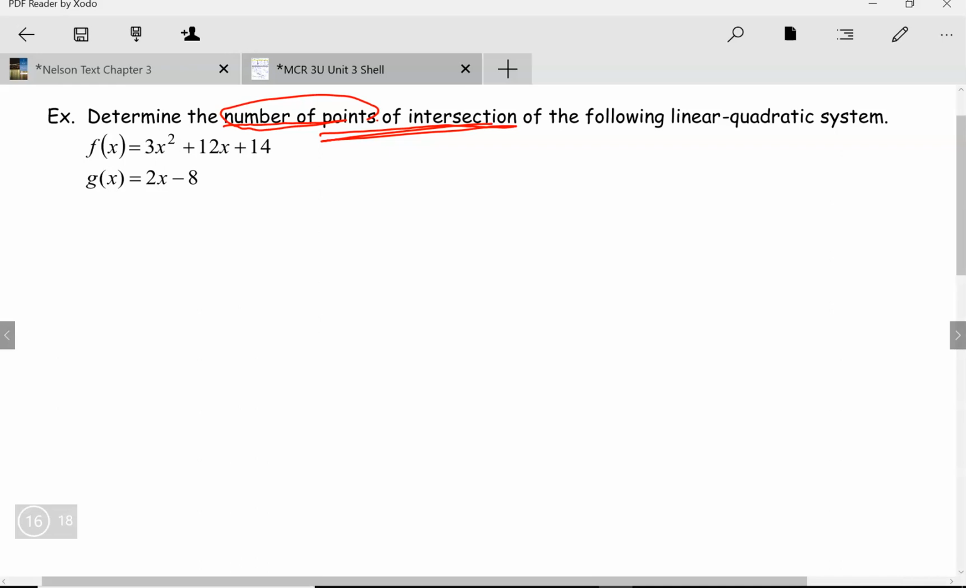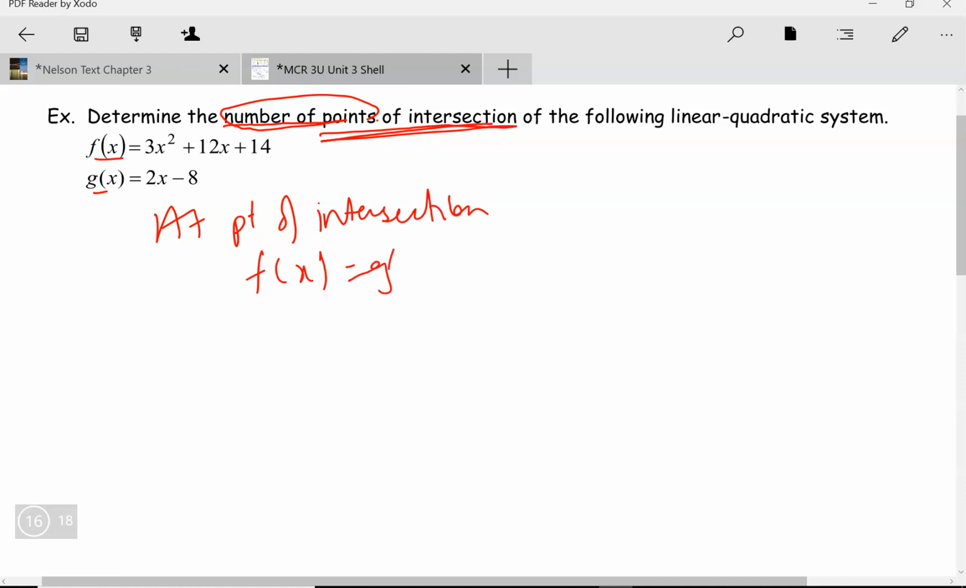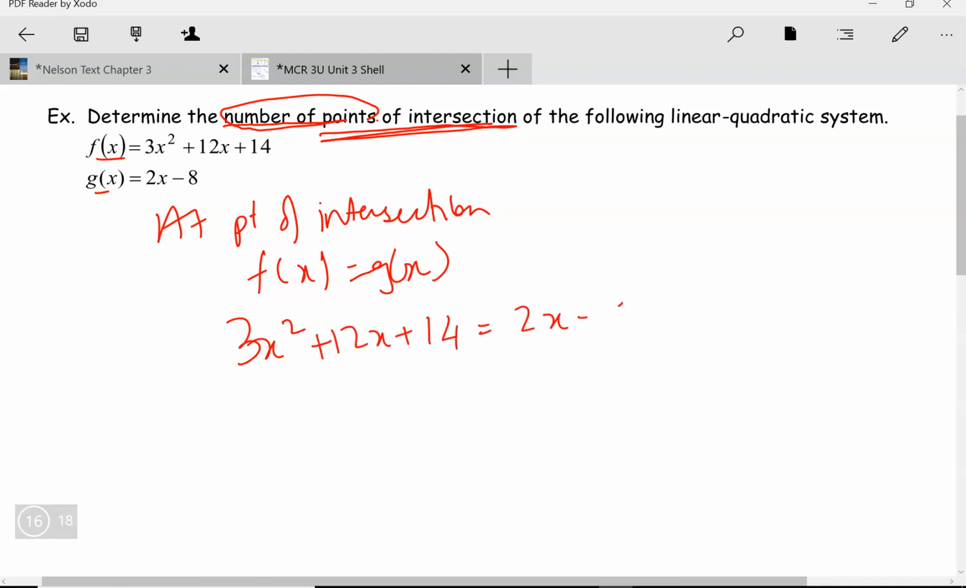So again, for f of x and g of x at a point of intersection, we see that f of x equals g of x because the y values are the same, as we talked about. So 3x squared plus 12x plus 14 equals 2x minus 8. Move everything to one side. 3x squared plus 10x plus 22 equals 0.